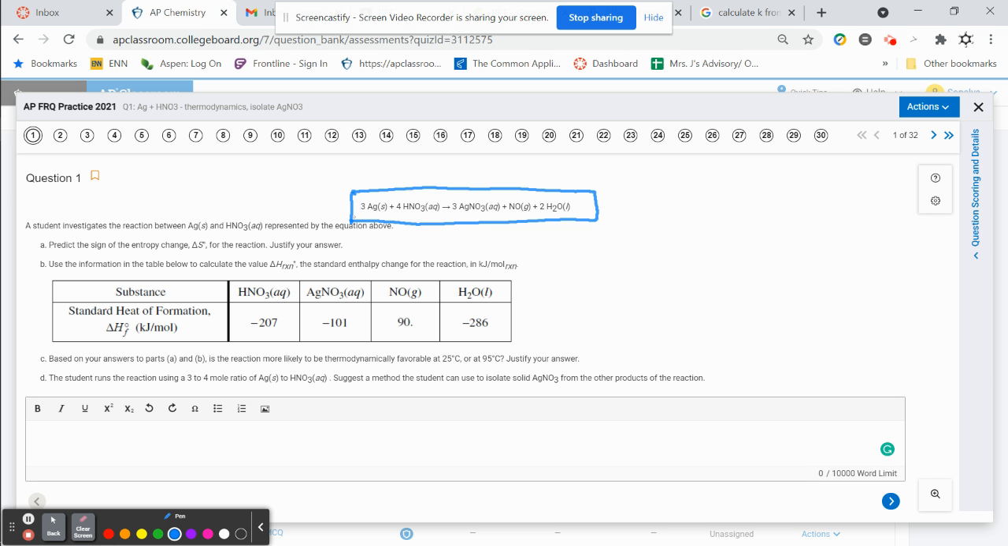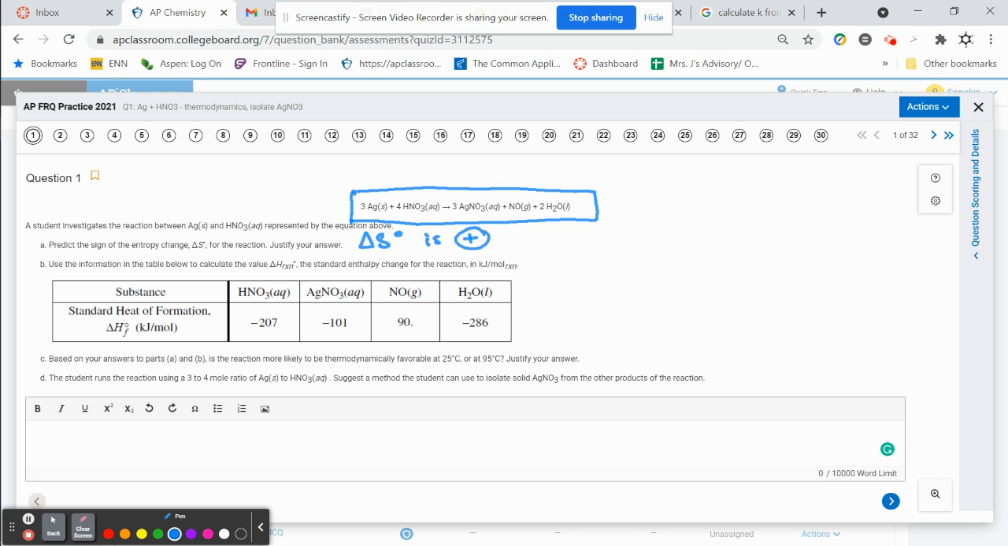Okay, so we're going to say delta S standard is positive for this reaction because you're going from no moles of gas to 1 mole of gas. Anytime gaseous reactants or gaseous products are present, that contains the most entropy. Okay, so it's a positive change.